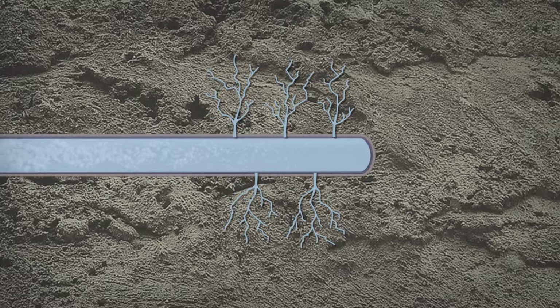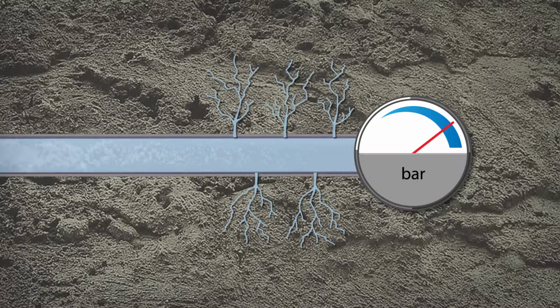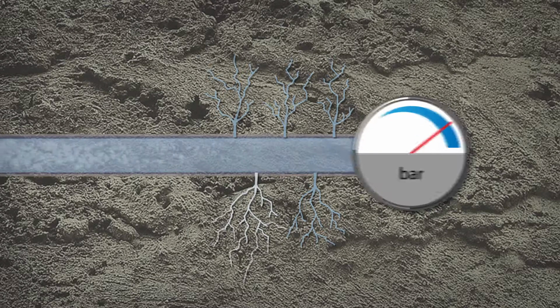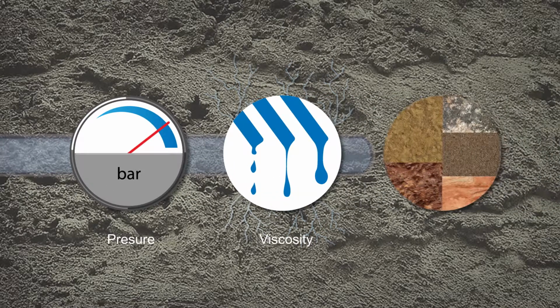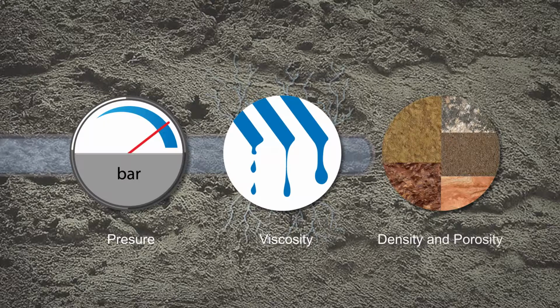Because of the enormous depth, it is impossible to see how these fractures grow. The growing of the fractures, however, can be measured because the water pressure is temporarily lost when the fracture becomes bigger. The fracturing is influenced by a lot of parameters, such as pressure, viscosity of the injected liquids, and obviously the density and porosity of the soil layer.